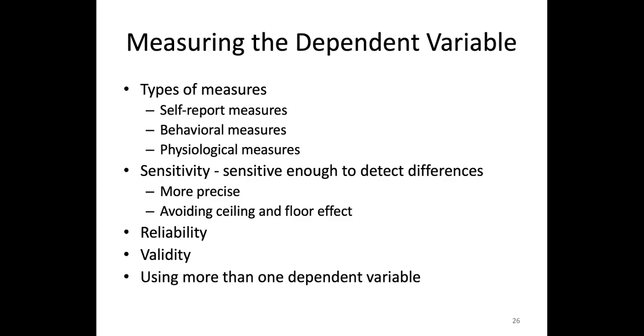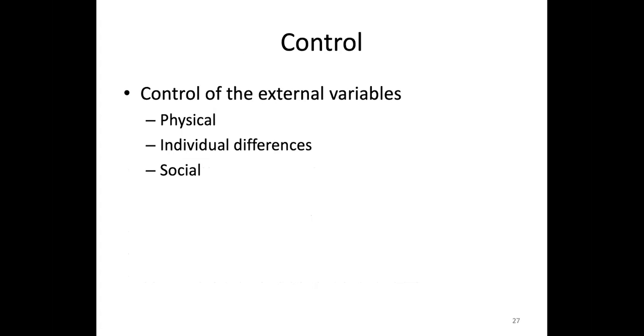You can measure several dependent variables at one and the same time, or you can measure one and the same dependent variable using different types of measures. And again, all other variables: we manipulate the independent variable, we measure the dependent variable, we check if our manipulation is successful, and all other variables that are external to the experiment should be controlled.